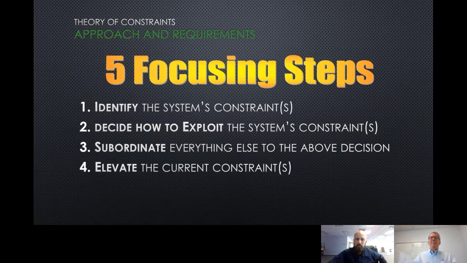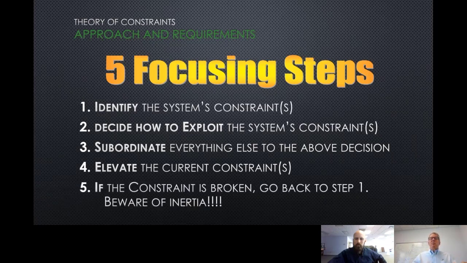Next step, elevate the current constraint. Elevation means usually paying some money, investing something, buying something, adding more capacity, something like that. It usually means spending money on the outside. And isn't this interesting? Because in step 4, this is the first time we've had to spend any money. It didn't cost us any money to identify our constraint, to talk about what to do to exploit it, or to subordinate to it. Those were free. That's why we do them first. Then the spending money comes in step 4. And if at any point in time the constraint gets broken, then we go back to step 1.